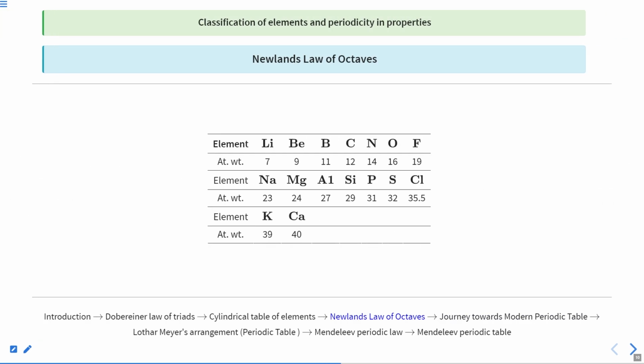So this is the thing I'm talking about. So 1, 2, 3, 4, 5, 6, 7, 8. Okay, so after the eighth element, the property is repeated. So lithium and sodium will have the same property. Lithium, sodium, and potassium will have the same property. Beryllium, magnesium, and calcium will have the same property. Boron, aluminum will have the same property. So in this way, the ones which are in one line have the same properties. Okay, clear?